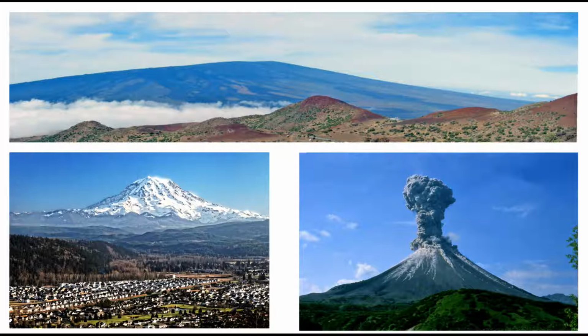The top one, I'm sure you've got that. That's Mauna Loa, the most famous shield volcano in the world. Bottom left, in the Cascade regions overlooking Seattle, it's Mount Rainier. And down in the bottom right, we have Pinatubo.